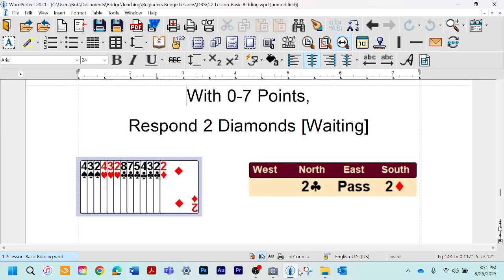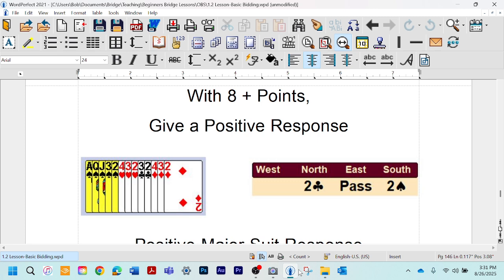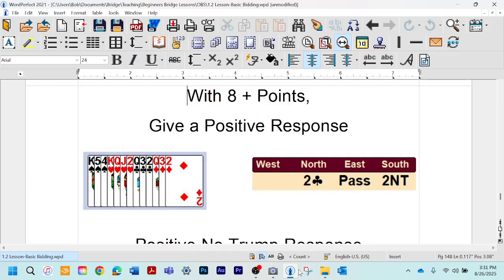Now with 0 to 7 points, you just bid the diamond, waiting. Okay, and 9 times out of 10, that's what you're gonna be doing. Now, if you happen to have 8 points, it's kind of unusual because your partner's got 22, but it can happen. Then you make a positive response, like this is a spade response. That's positive. And this is a diamond response. That's positive. 8 plus points. There's just 8 high card points.